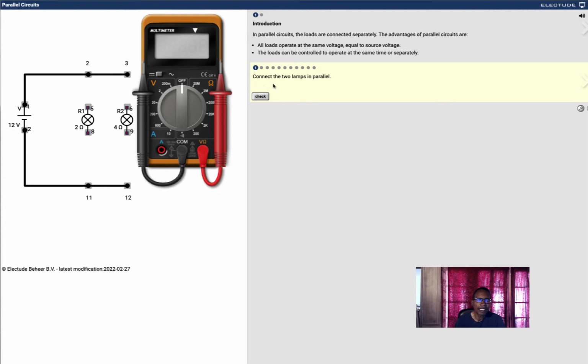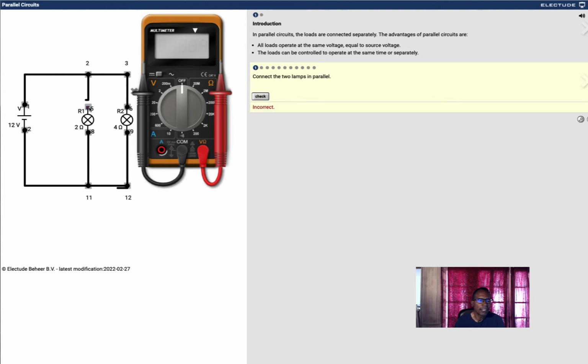So the first thing says connect the two large lamps in parallel. Here's the large lamps. We're going to connect those in parallel to each other. So you're going to go from here to there, here to here, here to here, here to there. Now I'm going to hit this and say check. Now watch what happens. Incorrect.